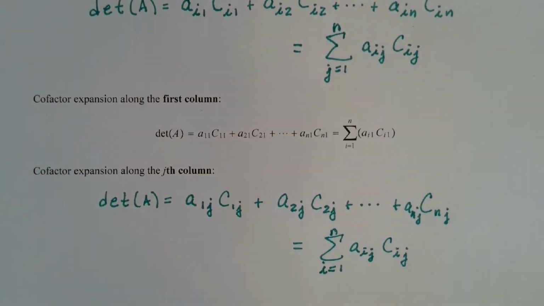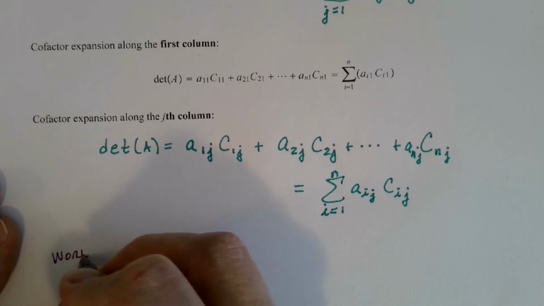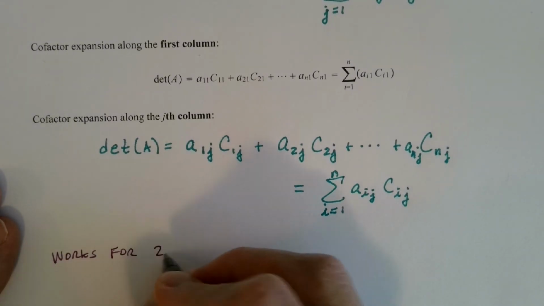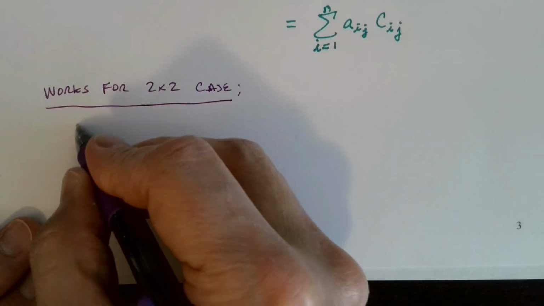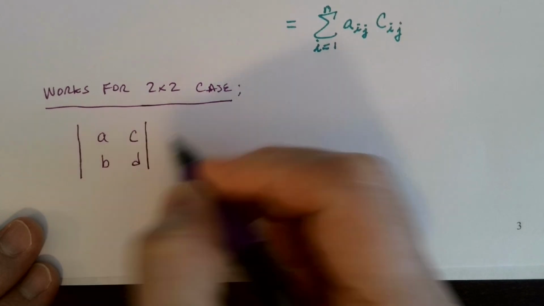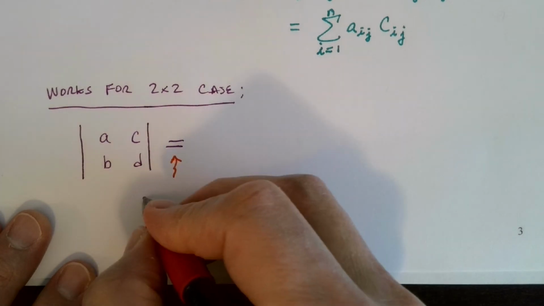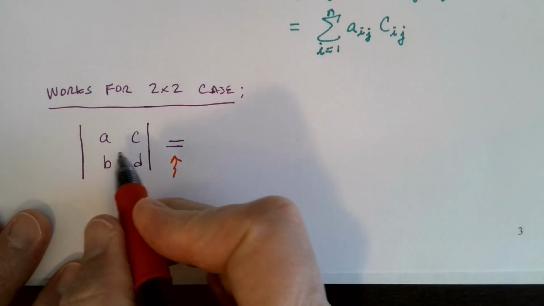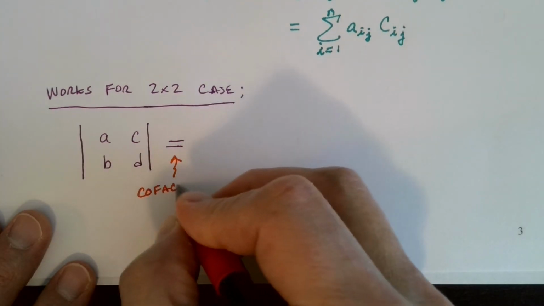Now I'm going to show that this works for our 2x2 case, because we already know what the determinant is for the 2x2 case. Let's see if this gives us the same thing. So let's look at the determinant of a 2x2 matrix. We know what it's supposed to be, and the way I'm going to do that is cofactor expansion along the first row. We could go along the first row, first column, second column, and we'll get the same thing. So I'm going to do cofactor expansion along the first row.